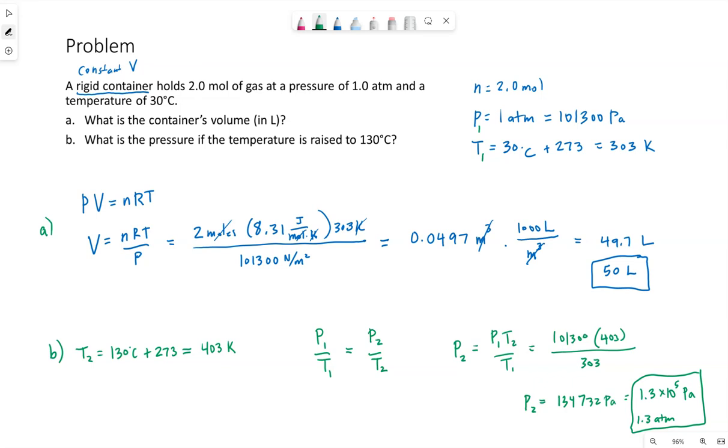And technically, I could have left this pressure in atm and come out with my answer in atm. That's valid. I cannot do that with the temperatures, though. The temperatures must be in Kelvin. The conversion being an addition doesn't work the same way. And so the temperature must be in Kelvin when we use any of these relationships.